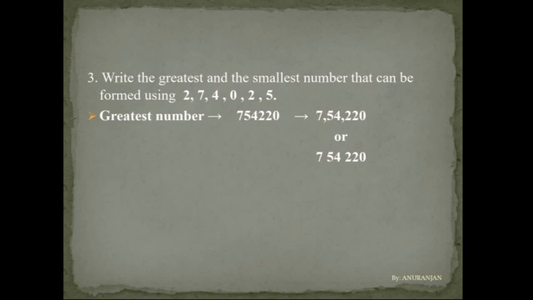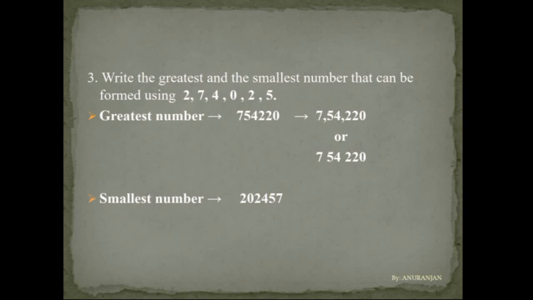For the smallest number, we need the smallest digit to the extreme left. So the smallest number will be 202457. Now why did we take 2 and not 0? Because if I take 0, then what will happen? 0 will lose its value. 0 will have no value there, and we'll be left with only 5 digits.